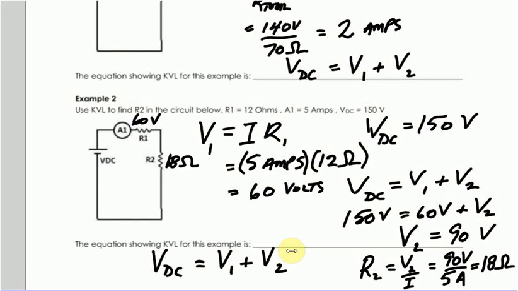So that's it for this example. Take a look at the ones in the workbook and try those ones. If you have any questions, come and see me. Like I said, you might see this on an upcoming quiz or test.